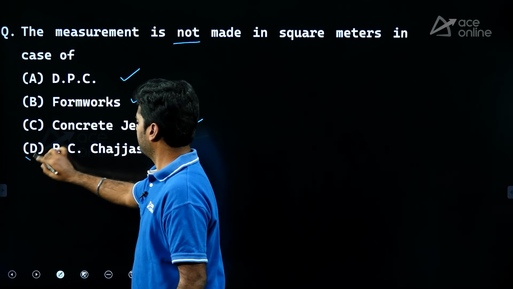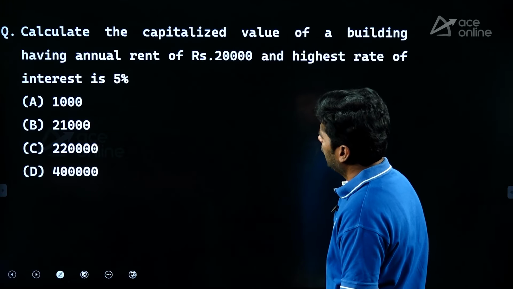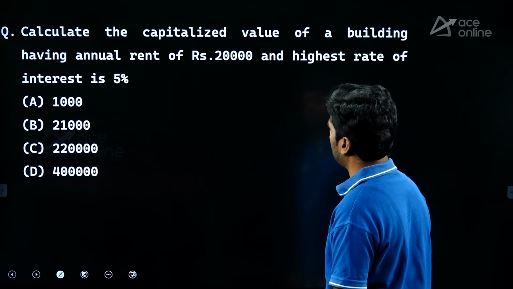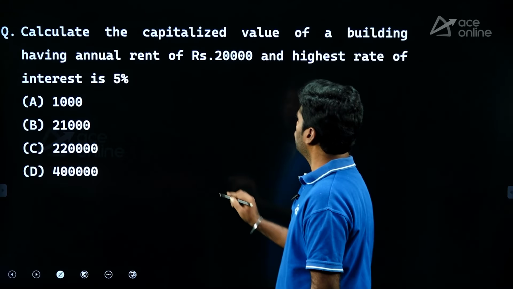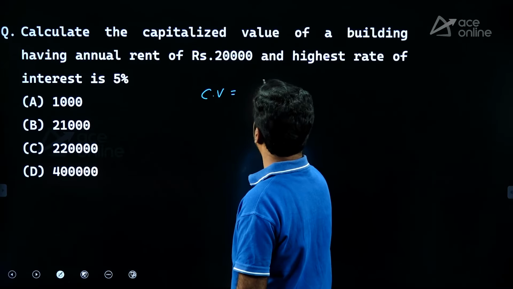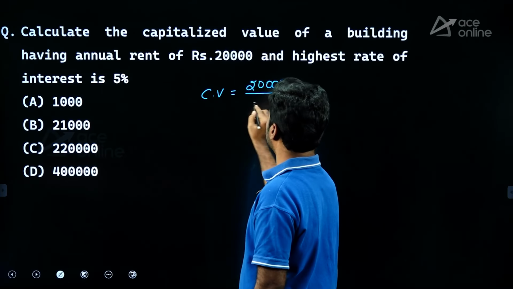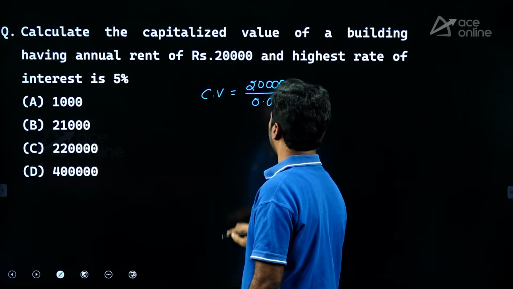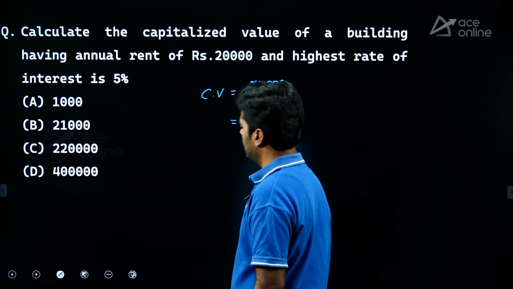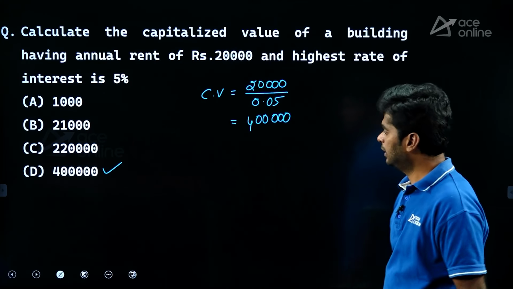Okay. Next question. Calculate the capitalized value of a building having annual rent of Rs 20,000 and the highest rate of interest is 5%. How do you get the capitalized value? Capitalized value of building: what is the rent we are taking? 20,000. And what is the rate of interest? 5%. 5% means you take 0.05. Simplify this value, you will get 4 lakhs. Option D is correct.